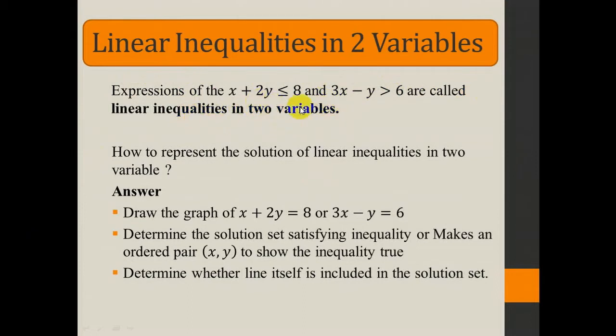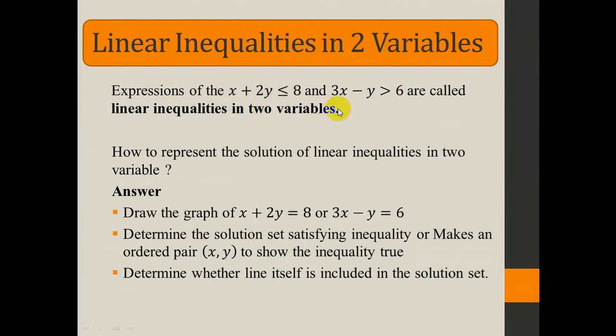So that means, if they have linear, they have degree just 1, and inequality, they have the sign less than or more than or equal, in two variables. They have just two variables, everyone.